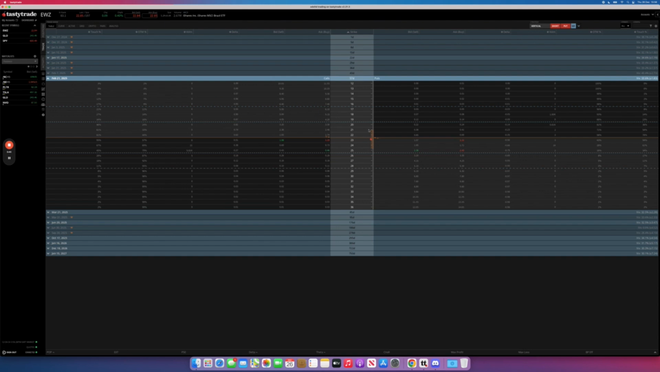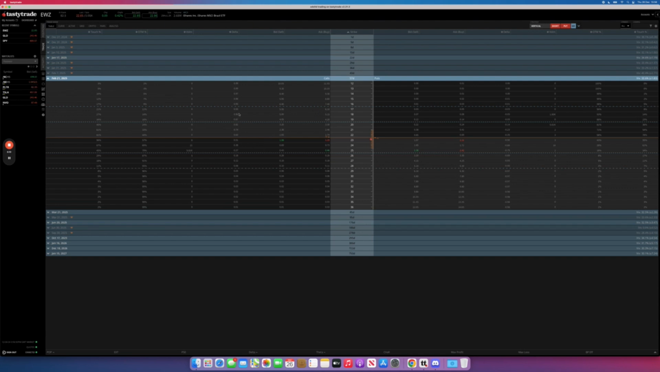Because the further out we go, the less premium that we will collect. Now we've got these blue dotted lines here, which are our standard deviation levels. And as a general rule of thumb, we want to be selling contracts around the 1 standard deviation mark, outside of the expected move. And just as a further point of confirmation, I personally like to sell contracts that are between 15 and 20 deltas.